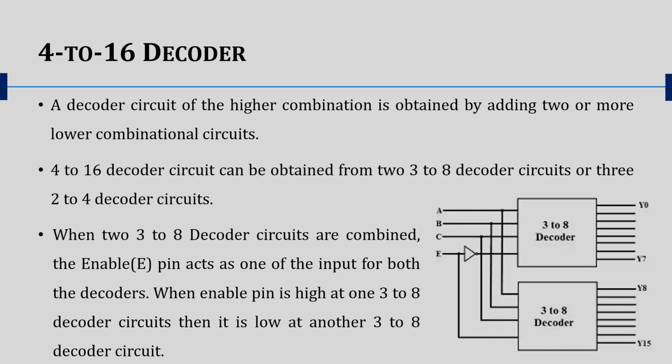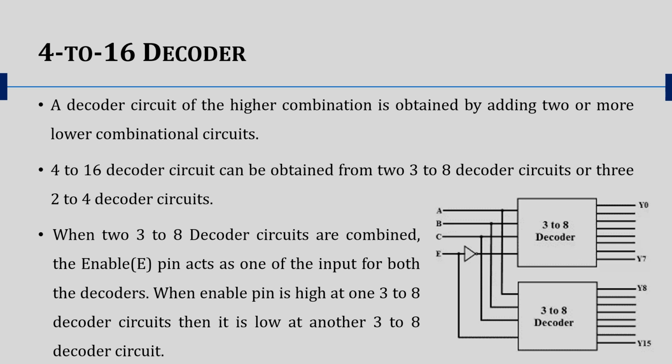The higher combination decoder circuits can be obtained by adding 2 or more lower combinational circuits. So using lower combinational circuits, we can generate higher combination decoder circuit. Fine. This 4 to 16 decoder circuit can be obtained from 2 3 to 8 decoder circuits or 3 2 to 4 decoder circuits.